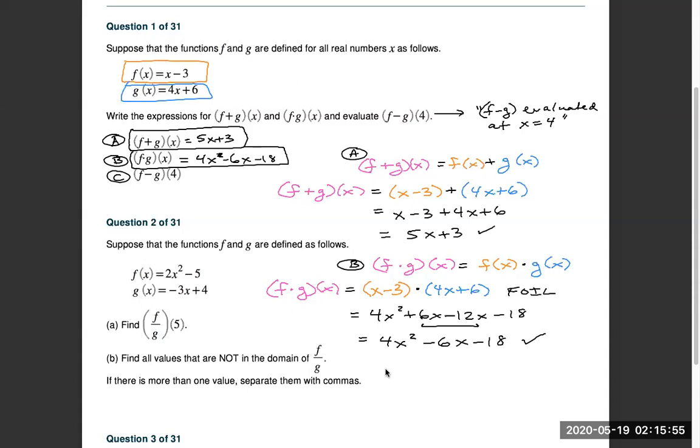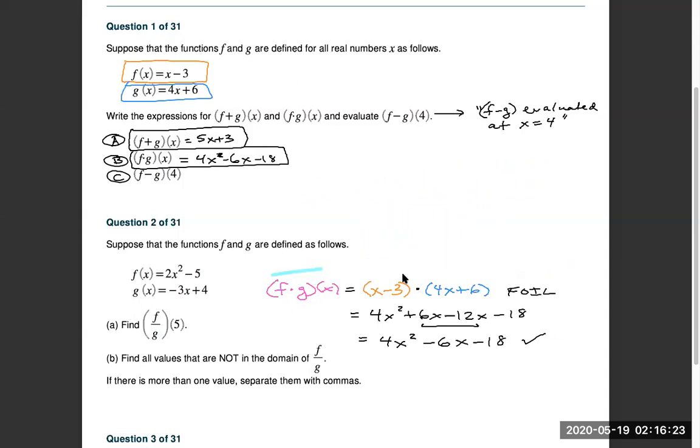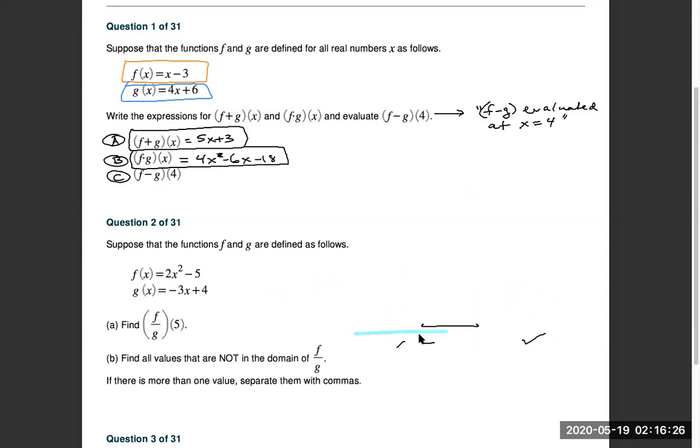Let's take a look at part C. We want f minus g at 4. I'm going to give myself some room for this. Let me save this, and then let me clear this portion of the screen. Okay, so for part C, let's do this in green.